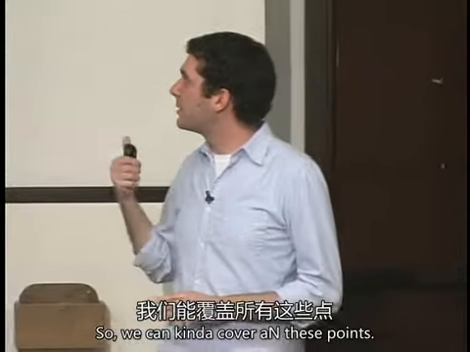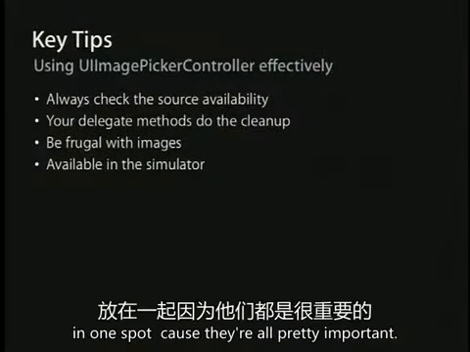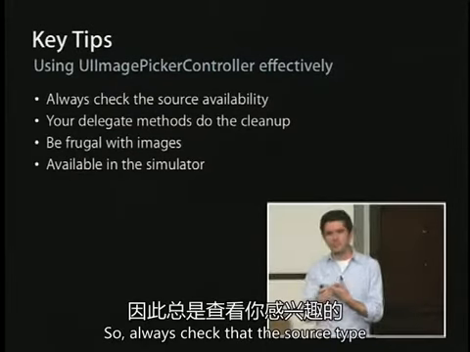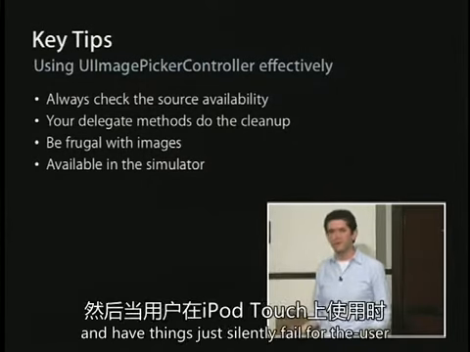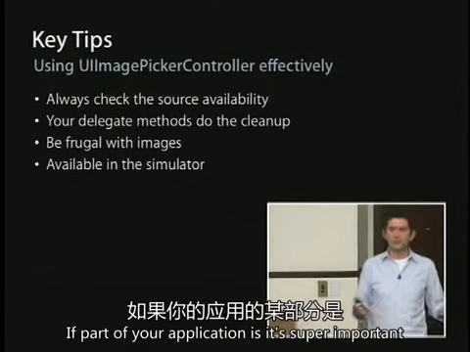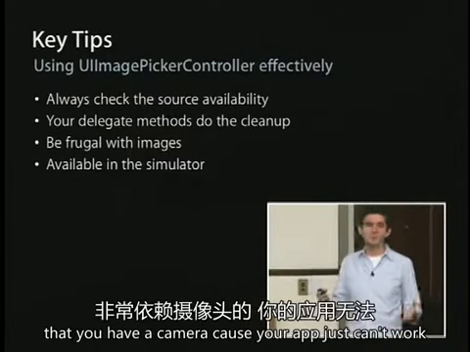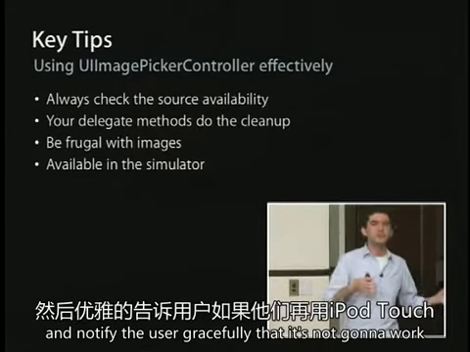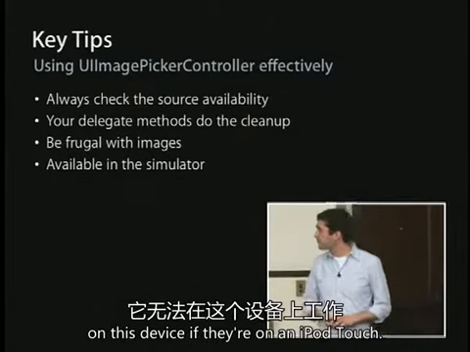All right, so we kind of covered all these points. I just want to put them together in one spot because they're all pretty important. So, using image picker controller effectively: always check that the source type that you're interested in is available. You don't want to fail to check this and have things just silently fail for the user when they're on an iPod Touch. If part of your application is, it's super important that you have a camera because your app just can't work without it, check the source availability first and notify the user gracefully that it's not going to work on this device if they're on an iPod Touch.